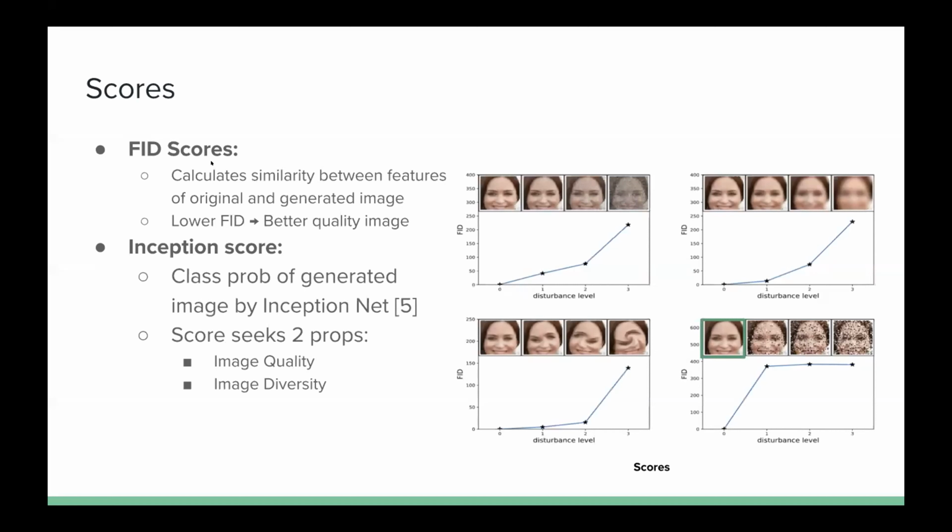The first score is the FID score, which computes the similarity between features of the original images and the generated images. So if the generated images are of good quality like this, it will correspond to a lot lower FID scores.